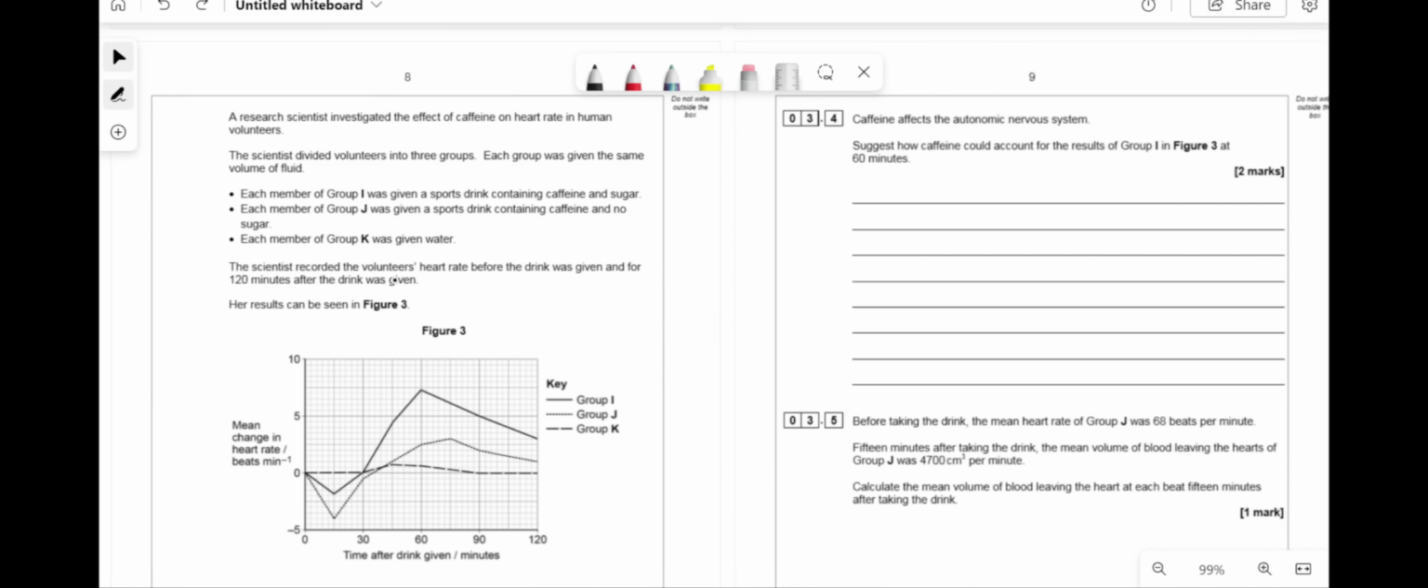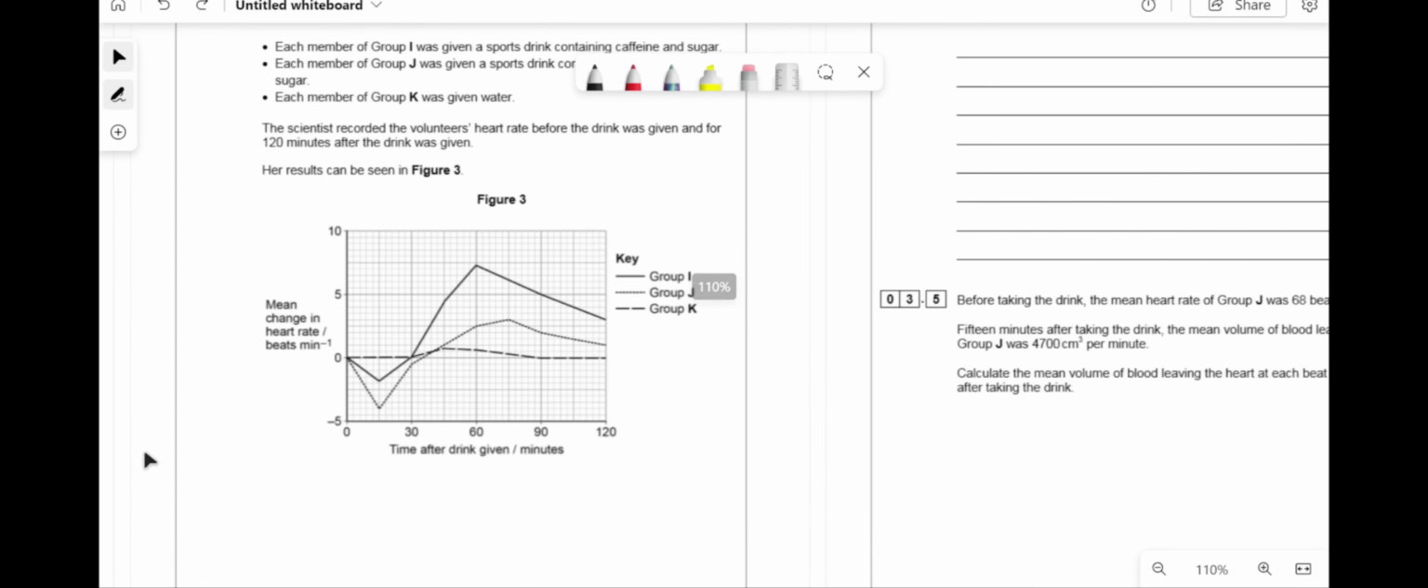The scientists recorded the volunteers' heart rate before the drink was given and for 120 minutes after the drink was given, and her results are seen here. So we're measuring the mean change in heart rate. If the mean change is 0, there's no change in heart rate, so it stays the same. If the change is negative, then their heart rate decreased, and if it's positive, the heart rate increased.